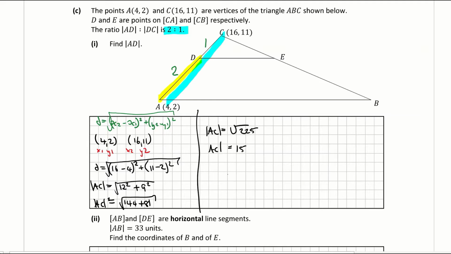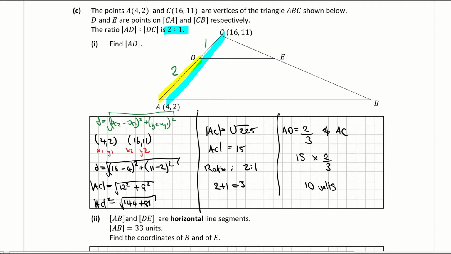Now it's split then in the ratio of 2 is to 1. And to get the ratio, you add the ratio. So 2 plus 1 is 3. And basically then A to D is going to be 2/3 the length of the line AC. So it's 2/3 of AC. So basically I'm just taking 15, dividing by 3, multiplying by 2, or 15 multiplied by 2 over 3, which is 10 units in length.